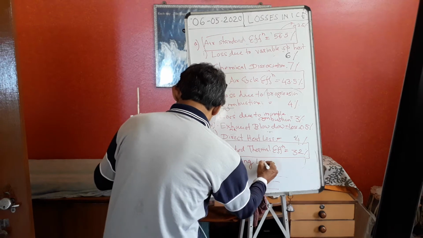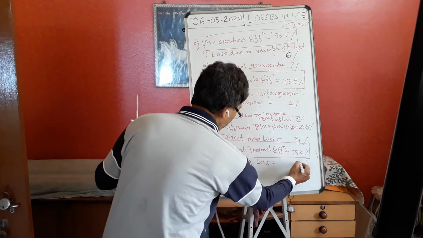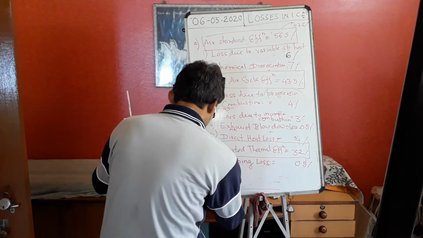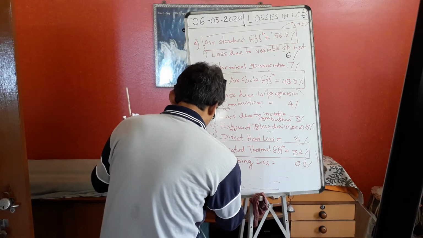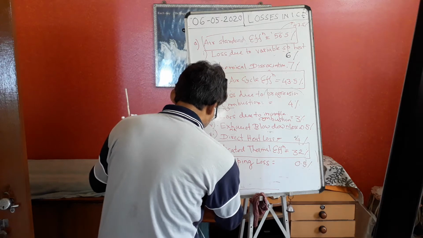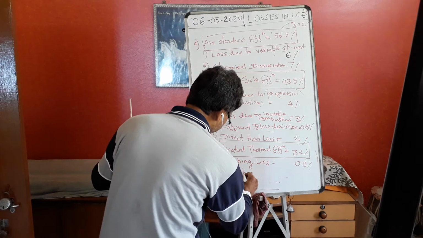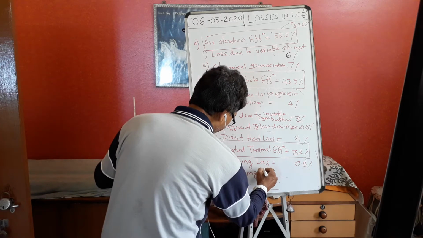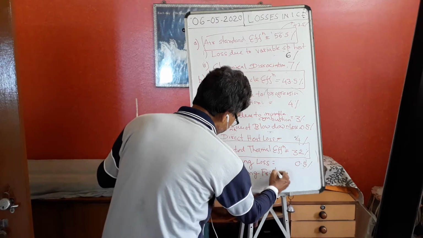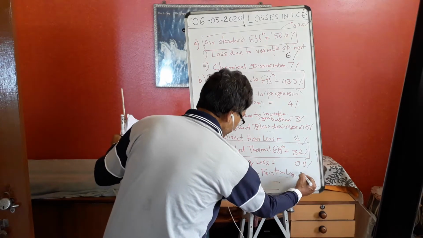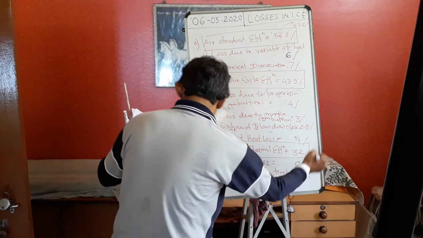Pumping loss, 0.5%, and rubbing friction loss. What is this I am explaining? Rubbing friction loss. This is high, 3%.